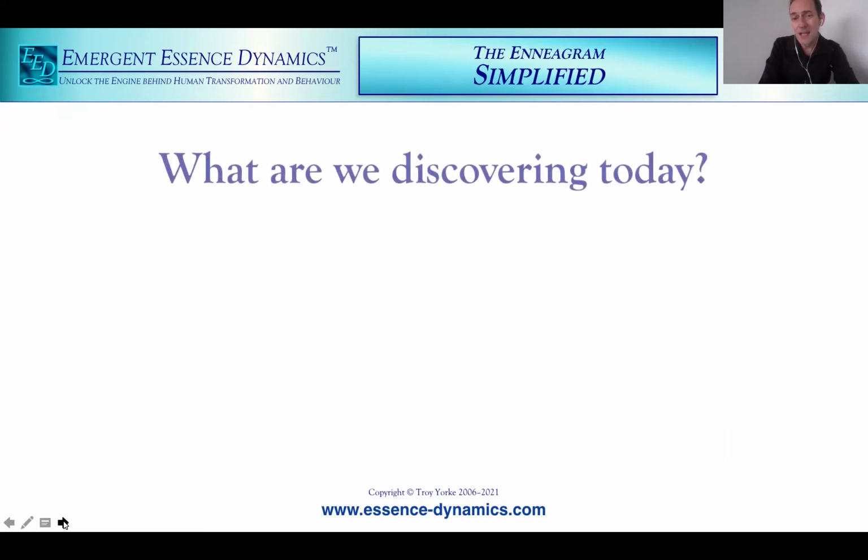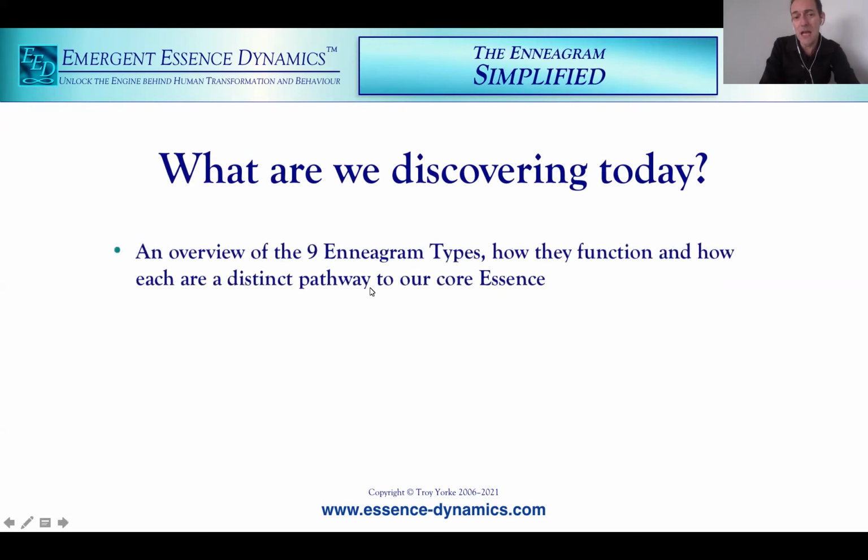So what are we covering? I kind of said it, but we're discovering all 9 Enneagram types as seen through the lens of Emergent Essence Dynamics. All right. We're looking at how they function and why, and really how they each are a distinct pathway to access essence, or they're a pathway into our core essence. All right. So again, I'm going to stress, this is not about a personality type, which feels static. This is about, I'll favor these kinds of behaviors or motivators in order to discover essence. All right. Or a certain aspect of essence. All right? And I'll go into that in more detail as we go through each type.